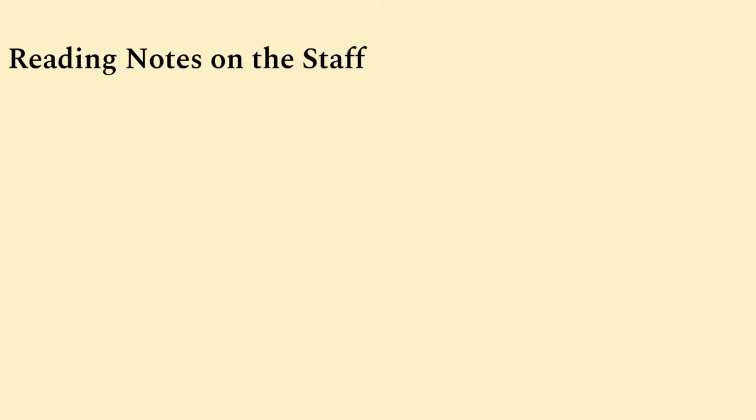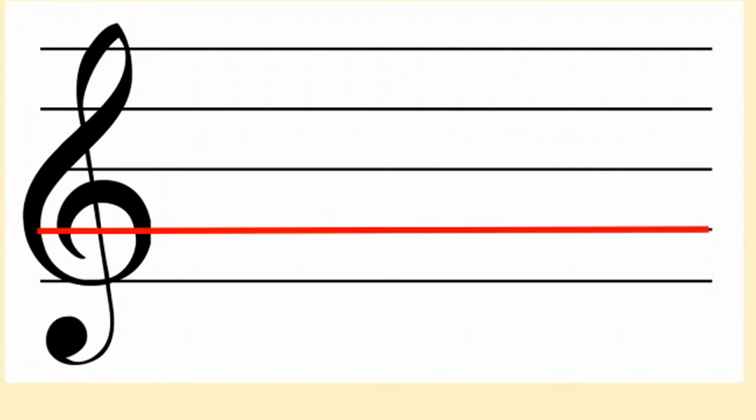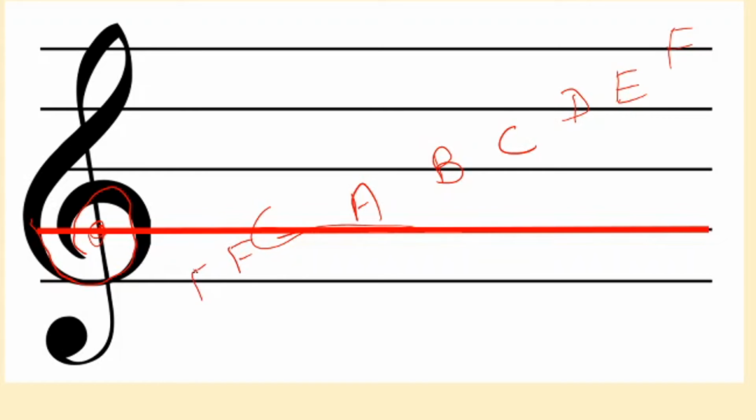So, how do we read and write these notes on a staff? Let's start with the treble clef. Treble clef is also called G clef, because this spiral centers around the line for the note G. Each line or space on the staff is a different note. Going up from G is the next note A, then B, C, D, E, and F. Going down from G, you go backwards, F, then E.